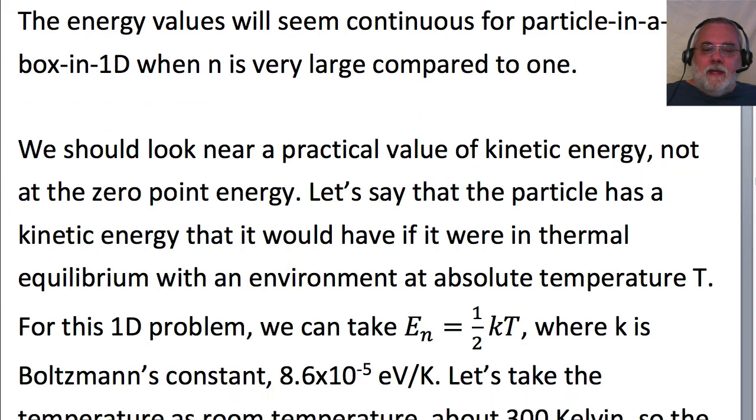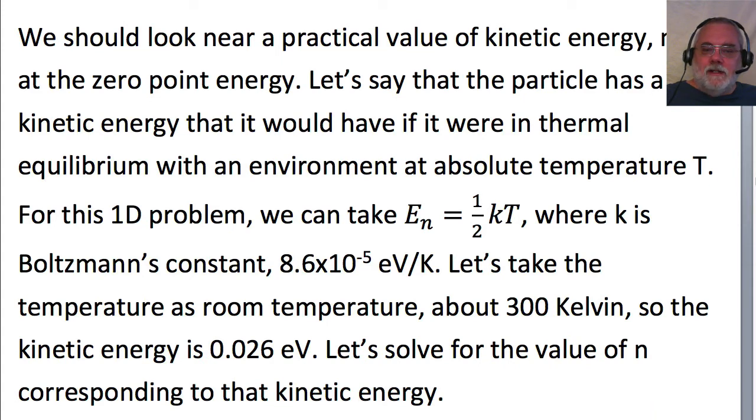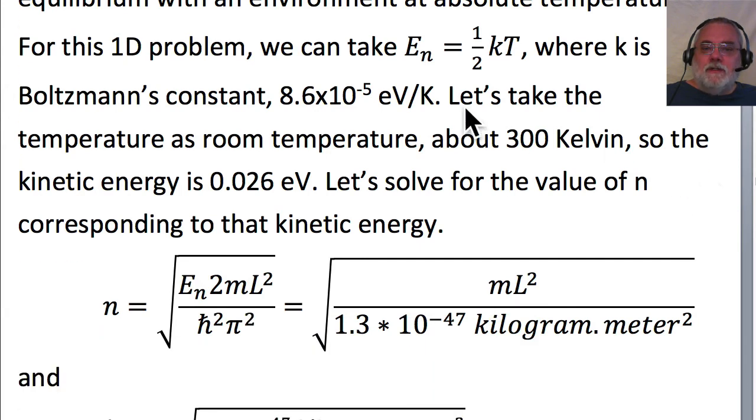Now, to make an assessment, we should look near a practical value of kinetic energy, not at the zero-point energy, because the world around us is not at the zero-point energy. Let's say that a particle has a kinetic energy that it would have if it were in thermal equilibrium with the environment at absolute temperature T. For this problem, we'll take its thermal energy as 1/2 kT, where k is Boltzmann's constant. At room temperature, 300 Kelvin, if you know Boltzmann constant, you can multiply it out, and the kinetic energy will be 0.026 electron volts, 1/40th of an electron volt. Well, let's plug that in and solve for the value of n for that.